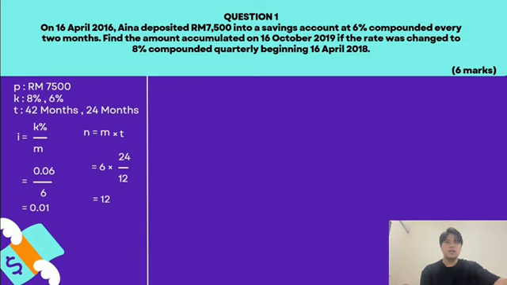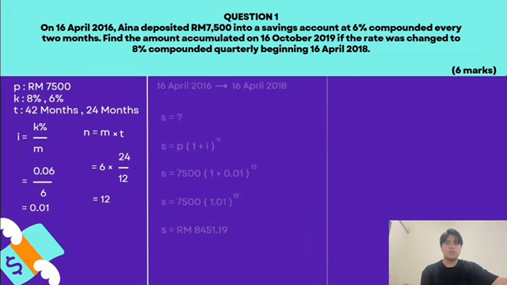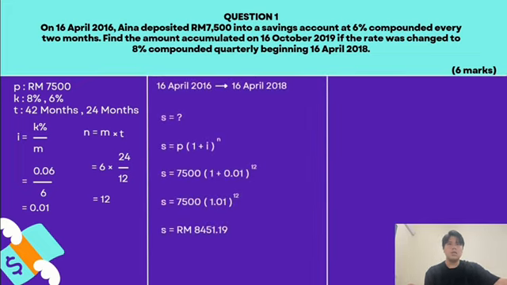Next, we must find N is equal M times T. So M is 6 and T is 24 because it's only 2 years. So we will get 12. So the amount accumulated from 16 April 2016 to 16 April 2018, using this formula S equal P(1 plus I)^N, substitute the numbers and we will get 8,451 ringgit and 19 cents.